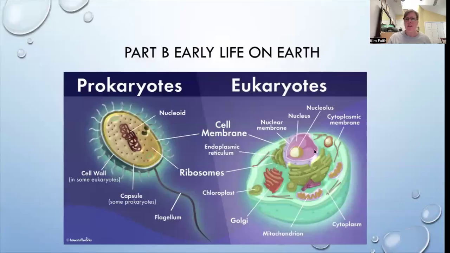Welcome back to Unit 2. We're going to do Part B, and that's early life on Earth. And we can see I have a couple different cells up here. We're going to be talking about the difference between prokaryotic and eukaryotic cells in this, the next couple lessons.